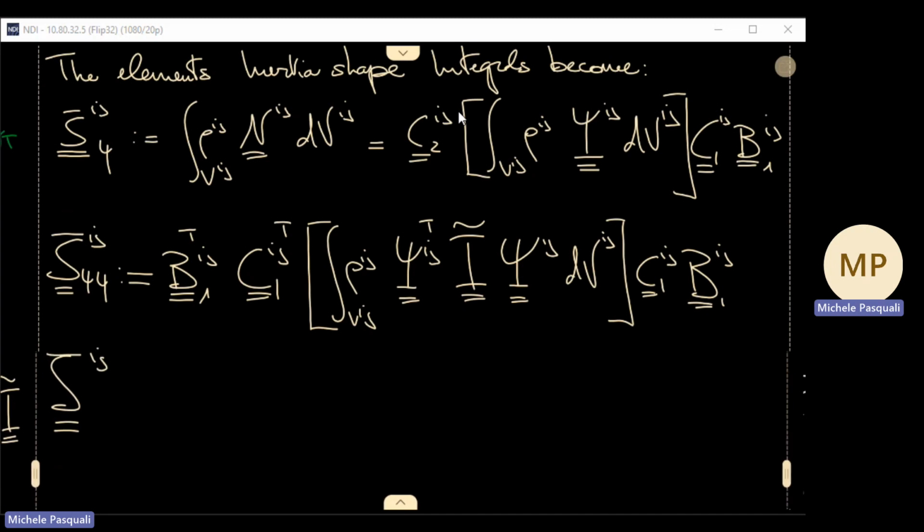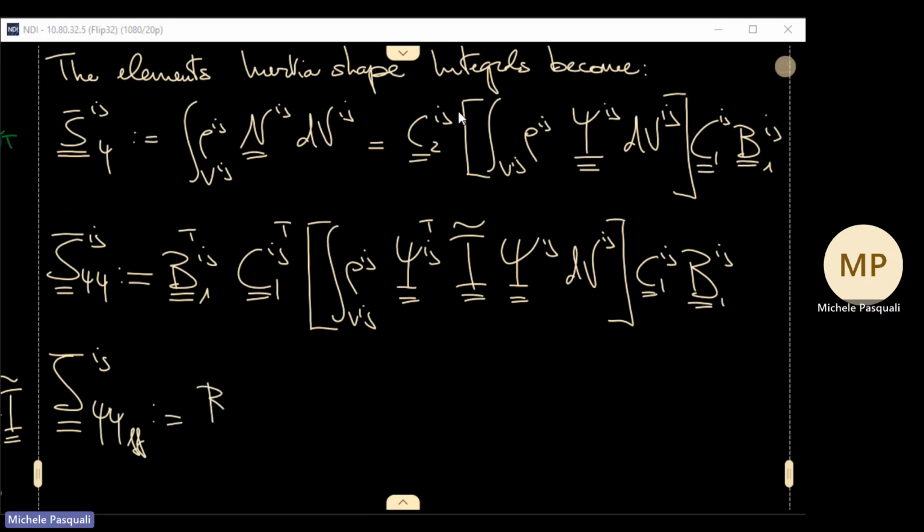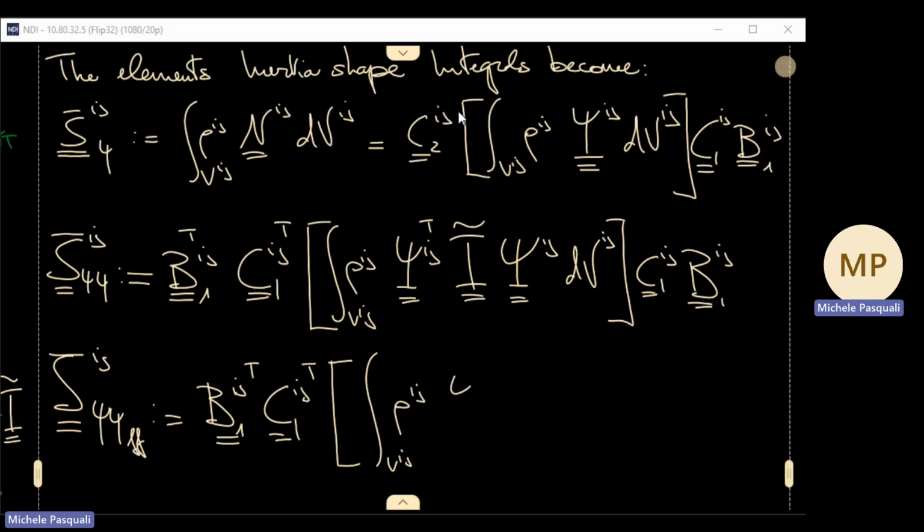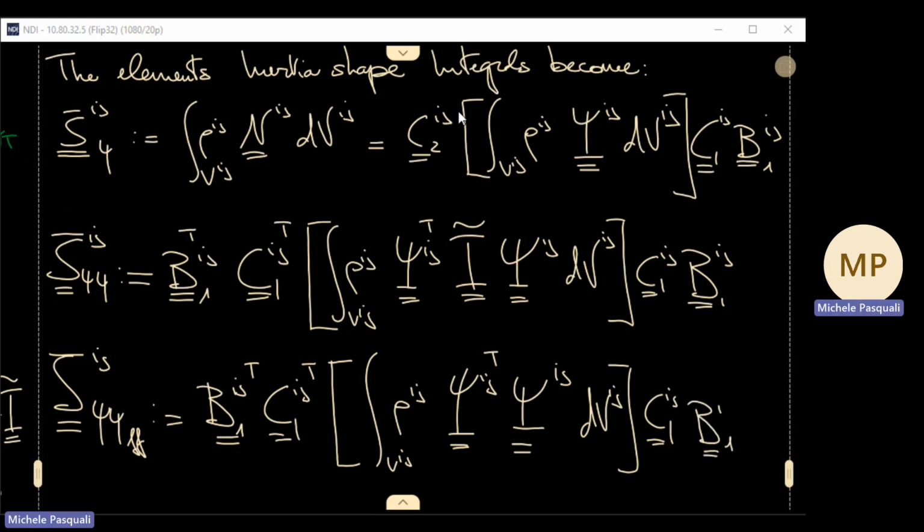The last one is psi ff, which is B1 ij transposed, of course, C1 ij transposed, of psi ij transposed applied over psi ij in the Vij, times C1 ij and B1 ij. Okay.